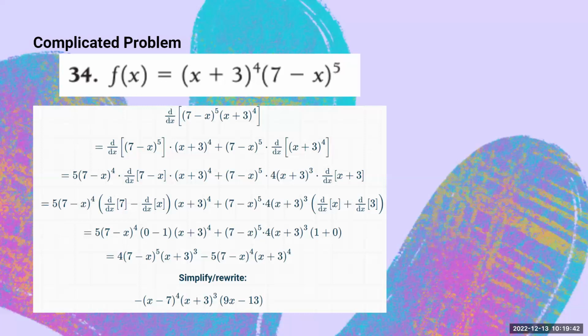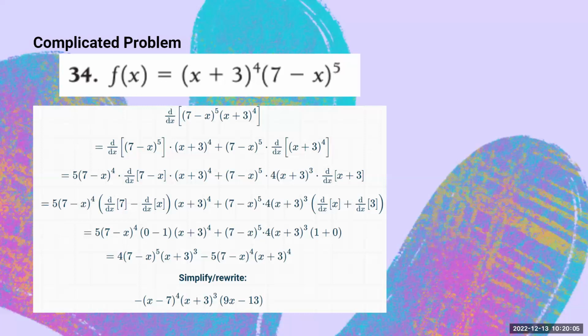0 minus 1 is the derivative of 7 minus x, and then you have x plus 3 to the fourth power plus 7 minus x to the fifth power, and then you have times 4 open parentheses x plus 3 to the third power, and then you have 1 plus 0, which is the derivative of x plus 3, and then your answer is down below right here.